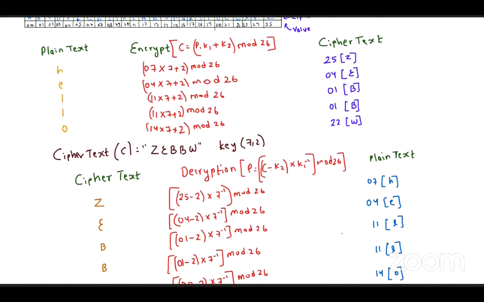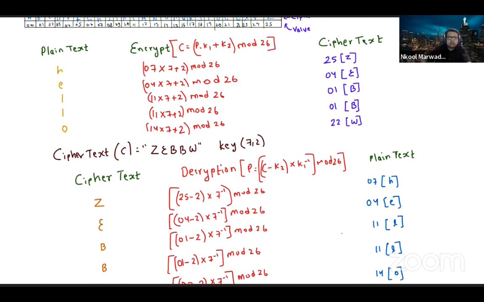Yeah. Why? Because it is a combination of additive and multiplicative, and both are vulnerable to statistical attack. So I just guessed that it is also. Okay, nice. So your answer is right.